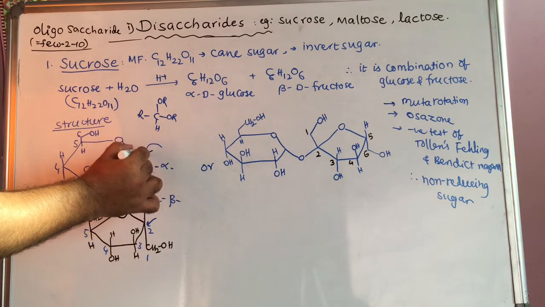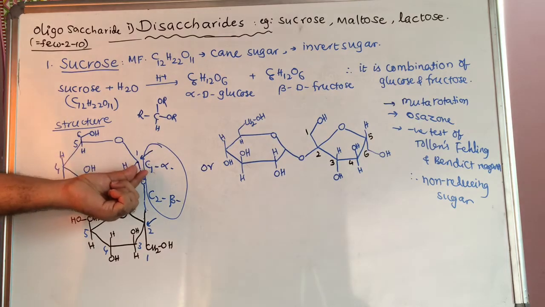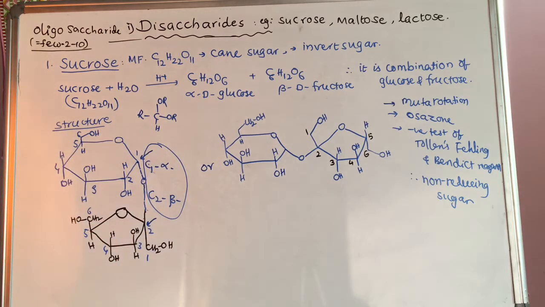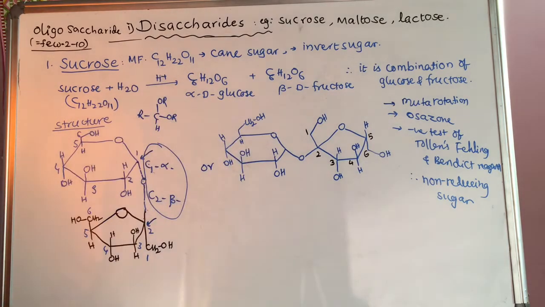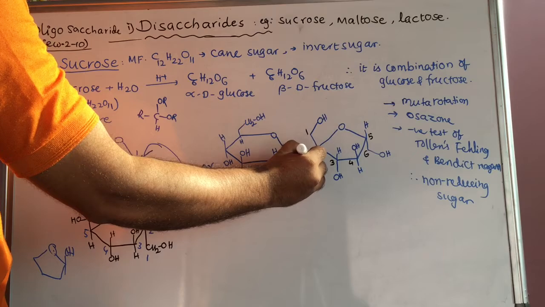This is very important for competitive exams. In sucrose, what type of linkage is there? It is C1 of alpha glucose and C2 of beta fructose. This glycosidic linkage is most important for competitive exams. Now, the alpha form of D-glucose is as it is. This fructose is represented somewhat differently here. Keep in mind that in the beta form, the OH should be on the same side as the oxygen.